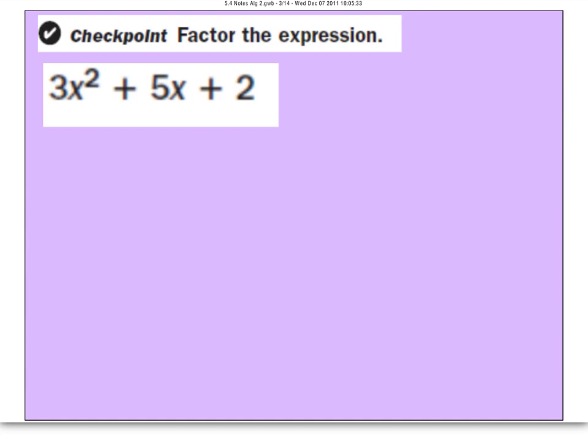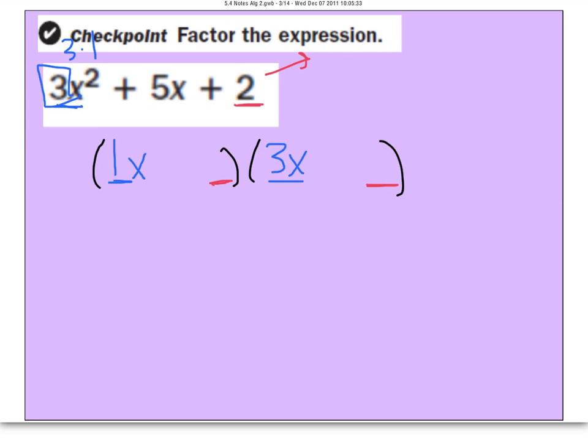Okay, let's try another one. I'm going to take the trinomial and break it into two binomials. Our 3x squared, since it's first there, goes into the first positions on the binomials. X squared is broken up into an x and x. That's easy. Again, factors of 3: there's only one set, so 3 times 1. And I can put the 1 first and then the 3, or the 3 and the 1, it doesn't matter.